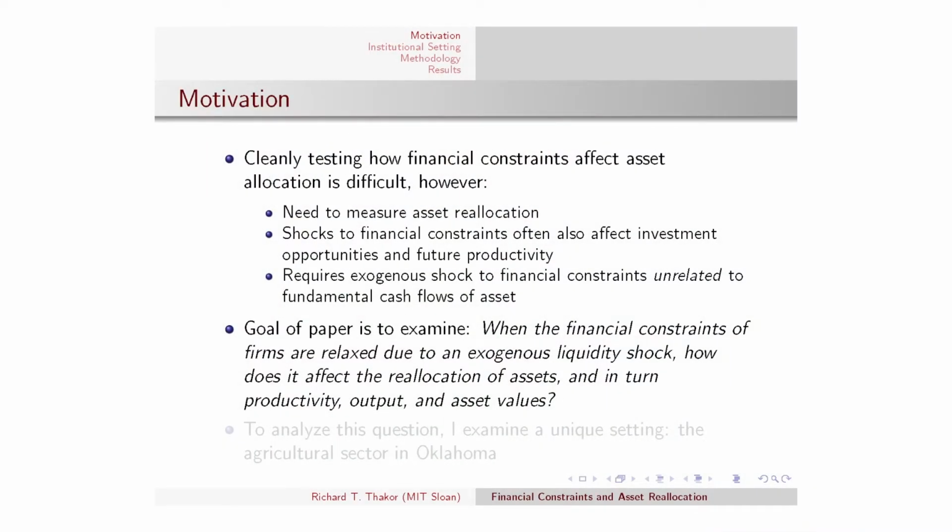So what I try to do in my paper is to overcome these difficulties and examine a setting where, when the financial constraints of firms are relaxed due to an exogenous liquidity shock, how does that affect the reallocation of assets and, in turn, real outcomes such as productivity, output, and asset values. In order to test this, I examine a unique setting, which is the agricultural sector in Oklahoma.